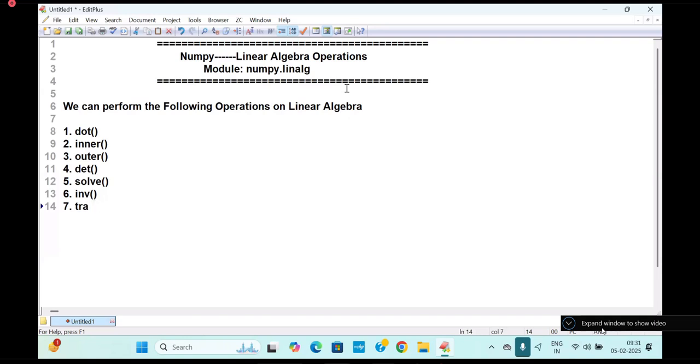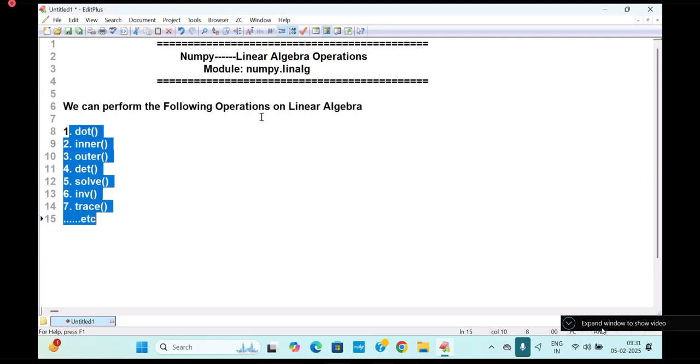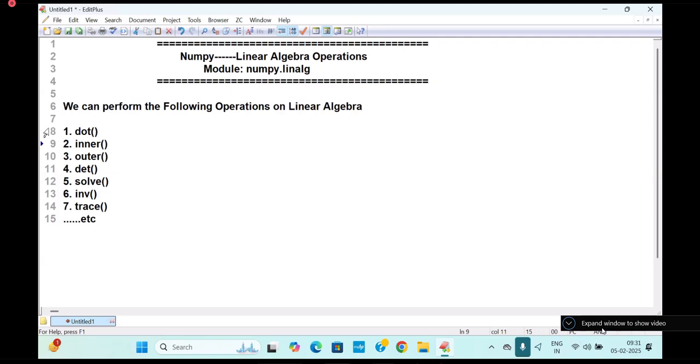Next is called trace. Next is called trace. Spell out, trace. Like that, some more functions I will show to you. First, let me explain. These are the main important things. Don't think that all of them belong to linalg. Some of them belong to others.